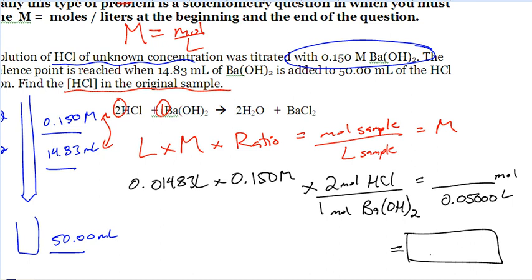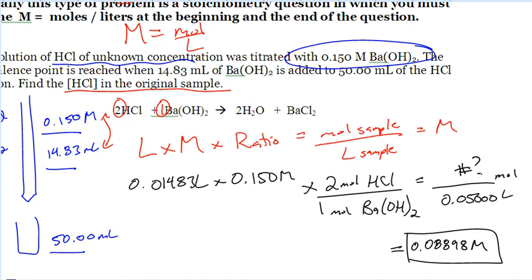0.01483 times 2 divided by 0.05 gives us a final answer of 0.08898 molar. Now, do you need that number there? I don't know. I'm not going to bother writing it down. It's in my calculator.